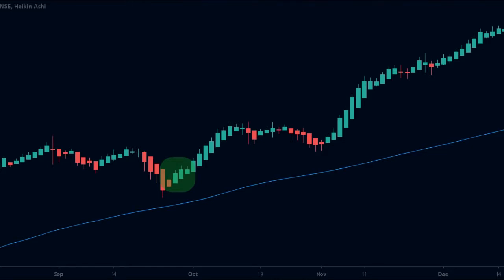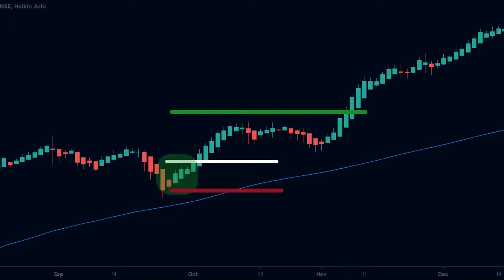After this trade setup appears, we can place a buy order above the upper wick of the second candle, and we can keep our stop loss below the first candle. For targets, we can take profits at a 2:1 risk to reward ratio. Or, we can exit at the nearest resistance.